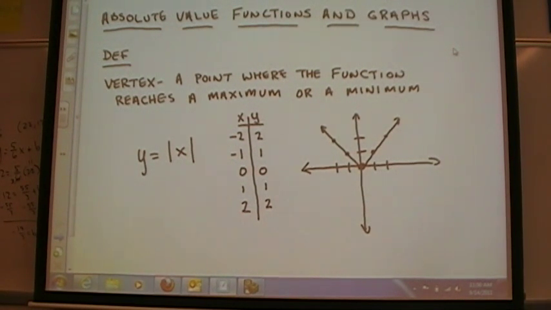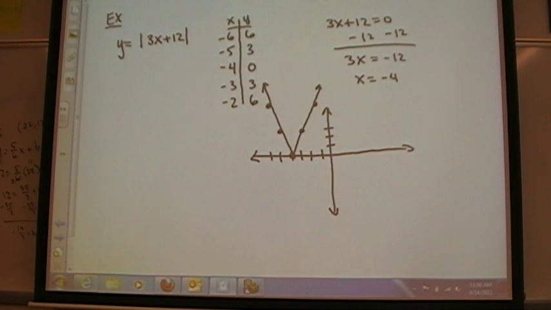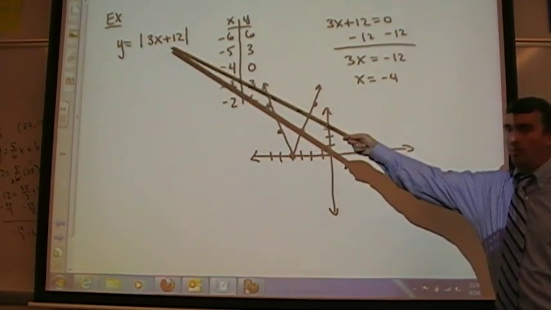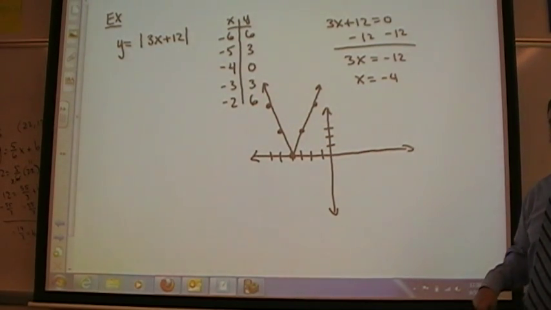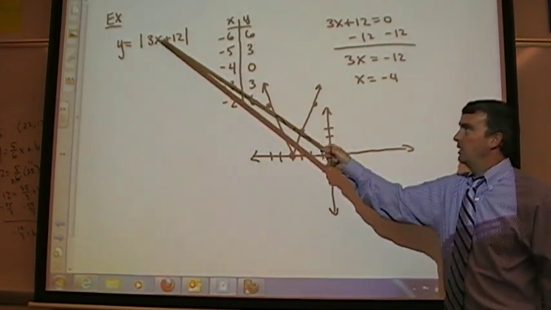Alright, next one. Here, y equals the absolute value of 3x plus 12. And my table. The one point that we do have to have in common is the vertex. Can everybody look at this and tell, based on what we explained in the first example, why the vertex is (-4, 0)? What does x have to be to make this equal 0?